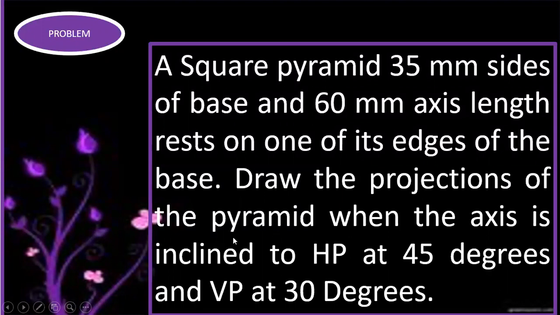And draw the projections of the pyramid when the axis is inclined to HP at 45 degrees. If the first position lies in HP, second position will be inclination with respect to HP. Here it is 45 degrees and VP is the third position, that is inclined to VP at 30 degrees. Whenever the axis is inclined to VP at 30 degrees, this is a beta angle problem.